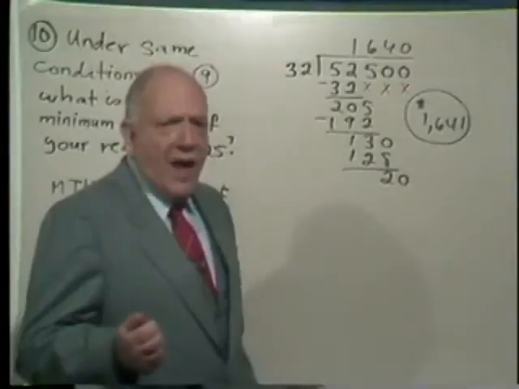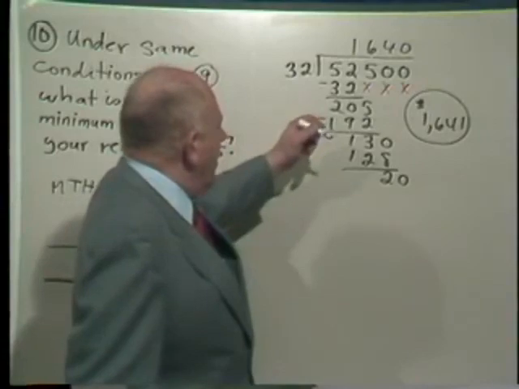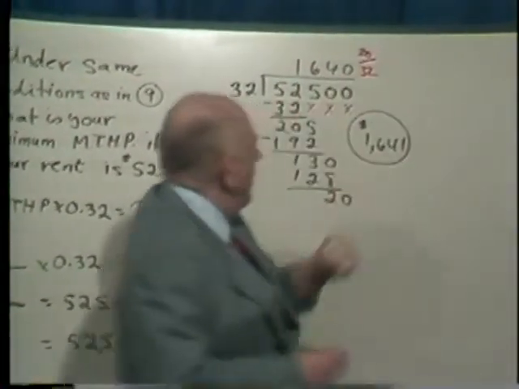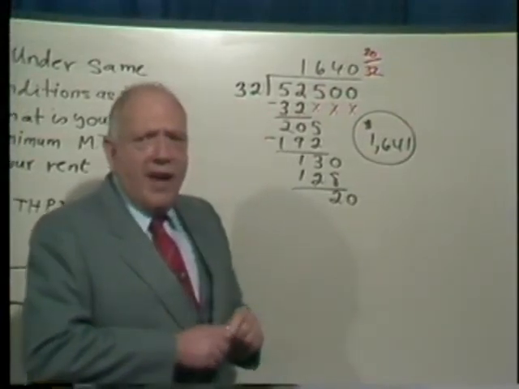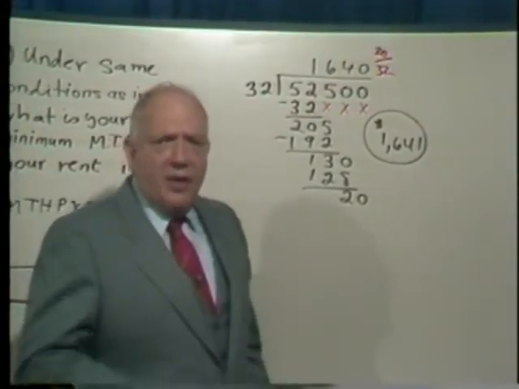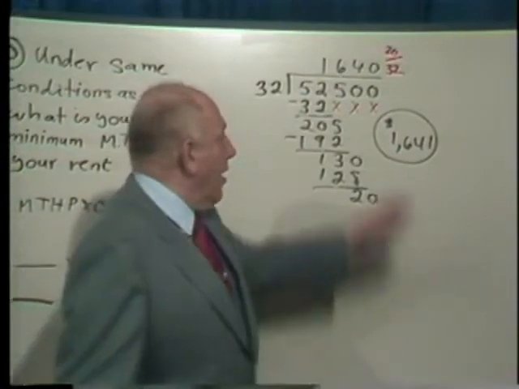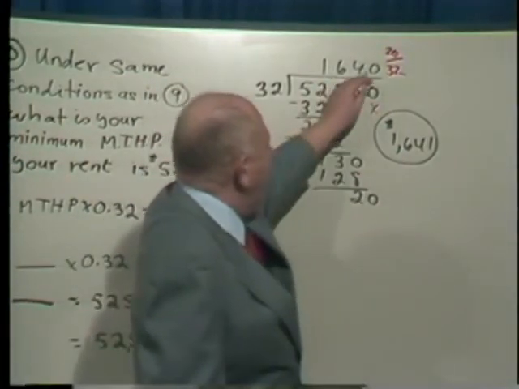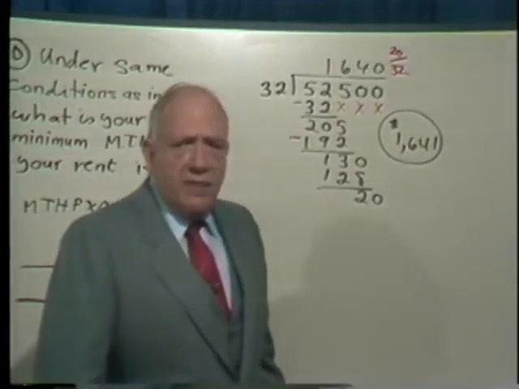And by the way, you don't have to go on this way as a decimal. The remainder is what? 20? 20 out of 32. Is that more than half a dollar or less than half a dollar? 16 out of 32 would be half of a dollar. So 20 out of 32 is more than half a dollar. So we round up the 1640 to 1641.